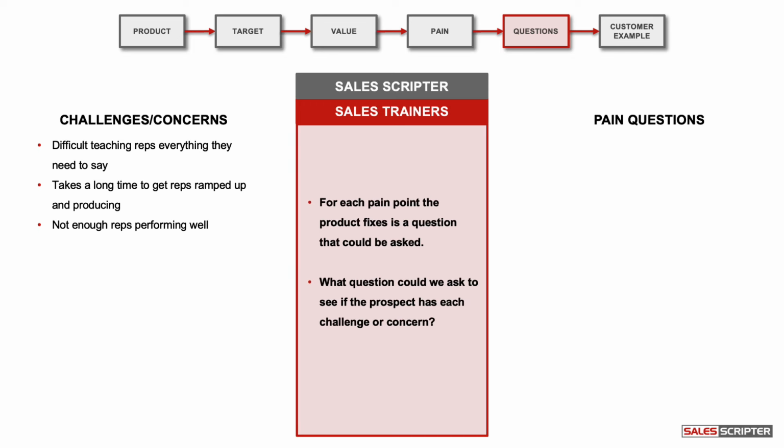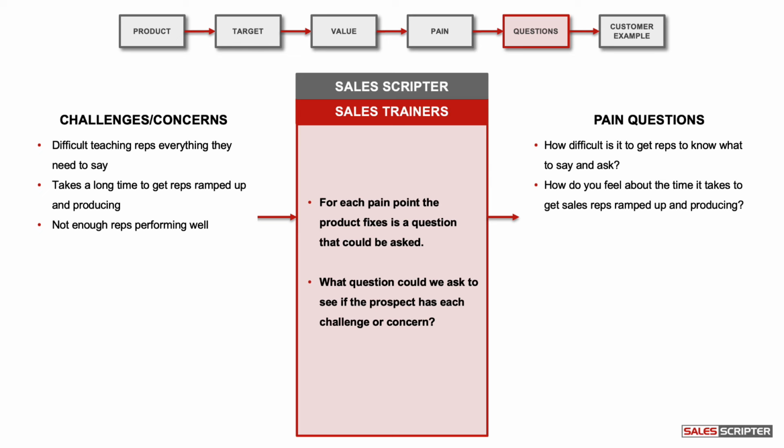So we could simply go through our list of pain points and ask ourselves, what question could we ask to see if that prospect has that concern? And looking at the 3 pain points, we can create questions that look like this. How difficult is it to get reps to know all the different things to say and ask in order to sell your products?